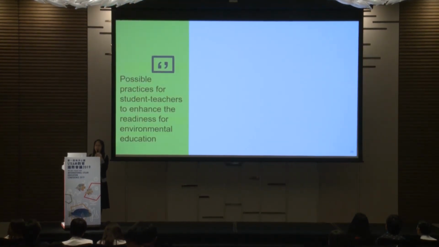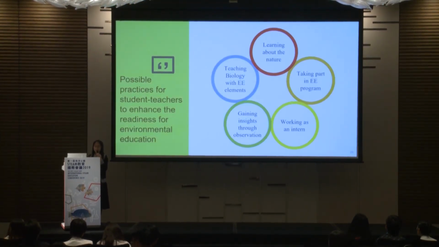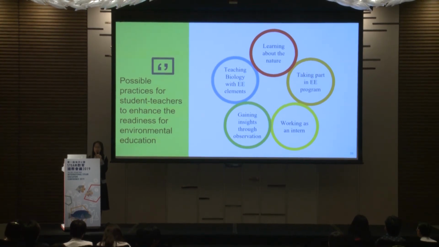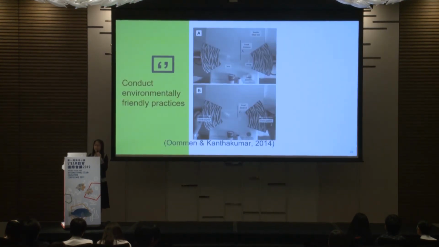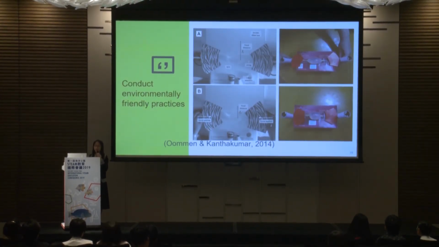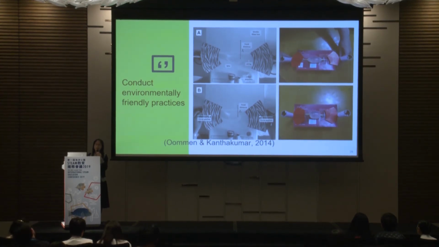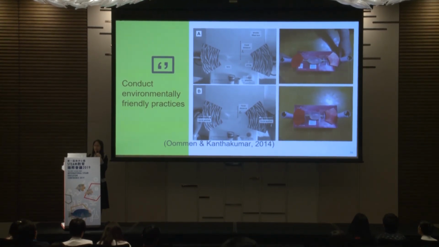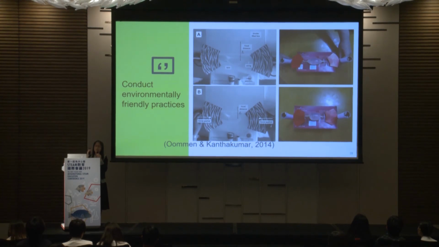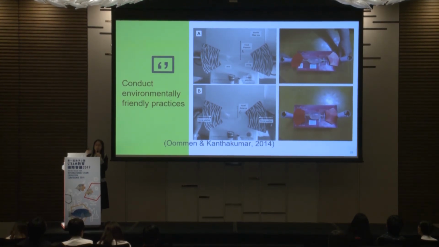The first one is about having some possible practices for student teachers to enhance the readiness for environmental education, the 5 processes that I've mentioned here. And the second one is to try to conduct more environmentally friendly practices. For example, this is an eye accommodation model on the left cited in the literature, but the right one was made by me using some old materials, like paper rolls and some envelopes, to mimic the lens when you see near objects and far objects, where the lens becomes thicker or less convex.